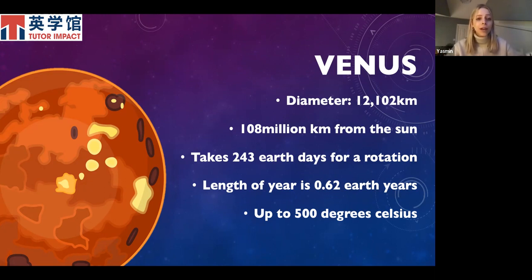But similarly to Mercury, Venus orbits the sun. So if the sun is here, it orbits the sun much quicker than Earth. So the length of the year is 0.62 Earth years. So around 7 months on Earth is the time it takes for Venus to have a year, to have it fully orbit the sun. And similarly to Mercury as well, it gets very hot on Venus and it can get up to 500 degrees Celsius. So very, very hot. We wouldn't be able to live in that temperature. It would be too hot.